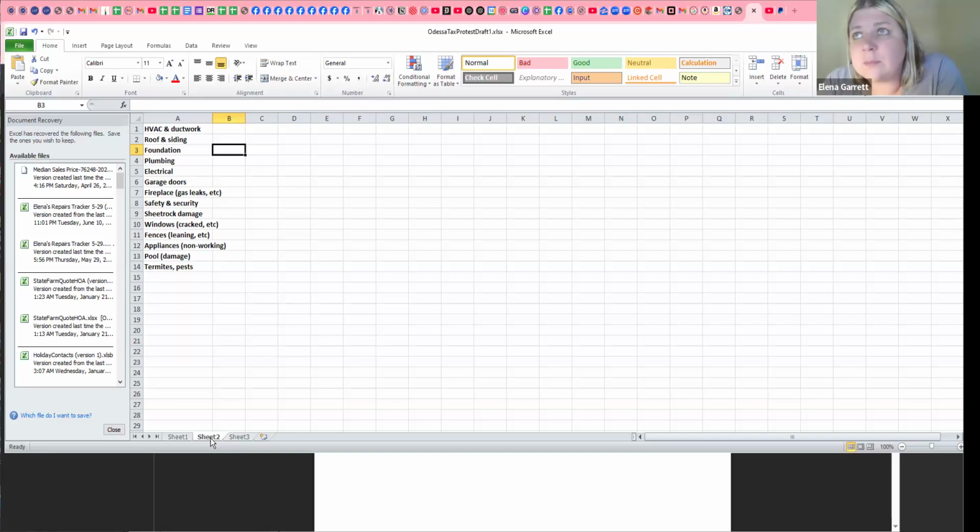We have sheetrock damage from blah blah blah. We have two cracked windows and one broken window. We have a leaning fence, and so on and so forth.